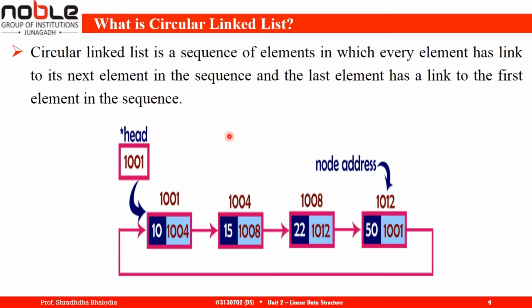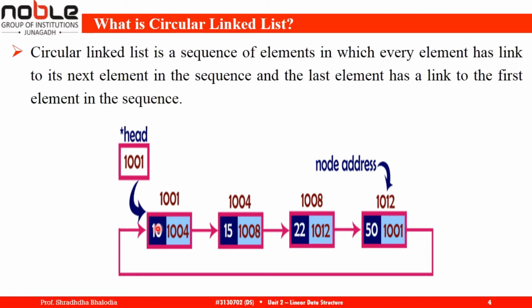A circular linked list is a sequence of elements in which every element has a link to its next element in the sequence, and the last element has a link to the first element in the sequence. As we have seen before, in a single linked list the last node's next part is always null. But here in a circular linked list the last node's next part is always the address of head, or we can say the address of the first node.